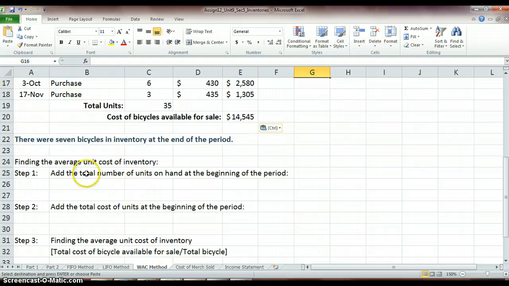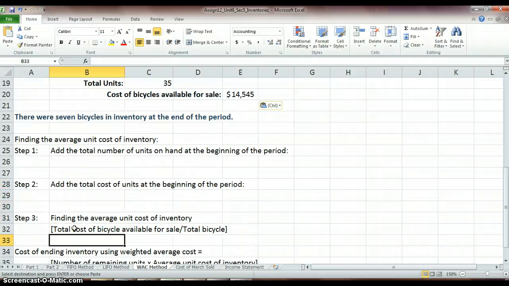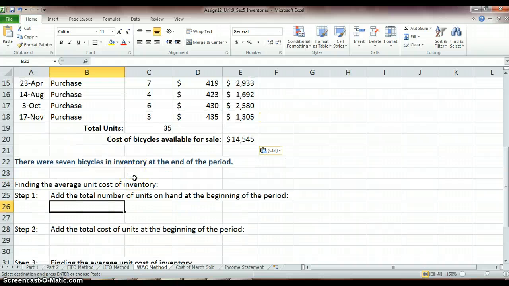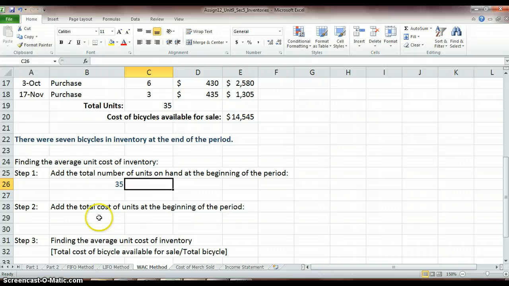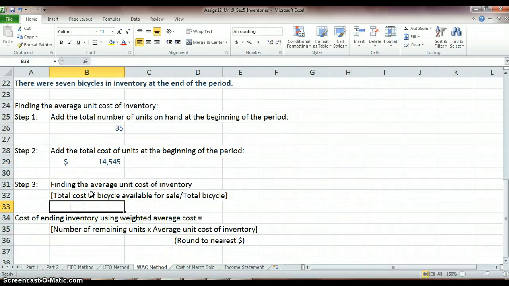Again, there were 7 bikes left over in the inventory at the end of the period. In each of these sections, I would really like for you to show your work, to show me how you came up with the numbers that you did. In step 1, we're adding the total number of units on hand at the beginning of the period. That one's pretty easy. It tells us we have 35 units available at the beginning of the period. So that's 35. Step 2, add the total cost of units at the beginning of the period. Total cost we've already calculated over here as $14,545.